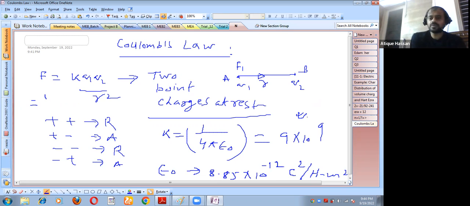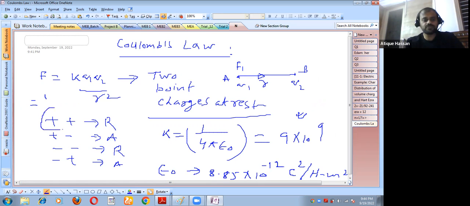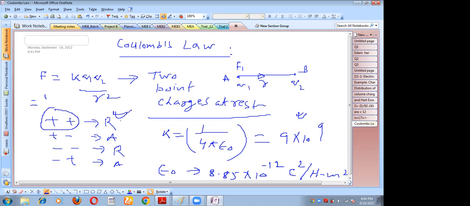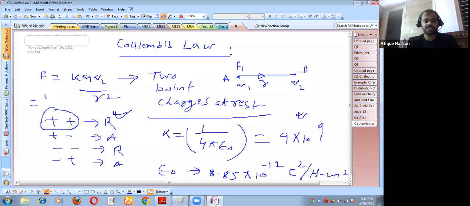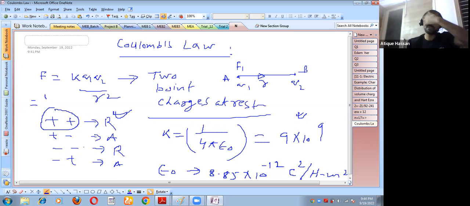Sir, can you re-explain the plus plus, plus minus? If both charges are positive, we get repulsive. If plus minus, attractive force; minus minus, repulsive. It means same kind of charges repel. Very basic idea you all have. Similar kind of charges repel, and opposite kind of charges attract.